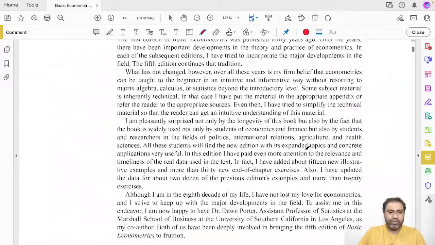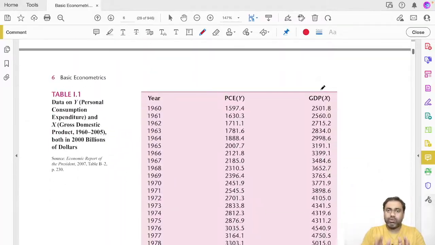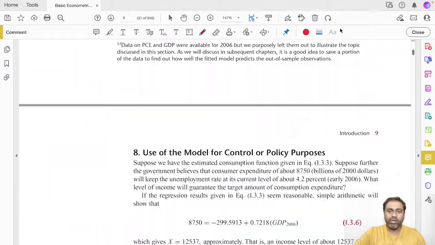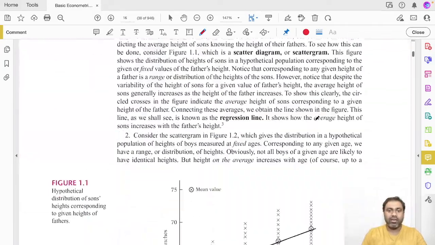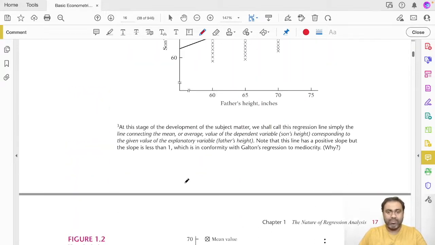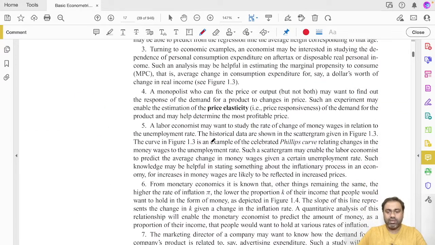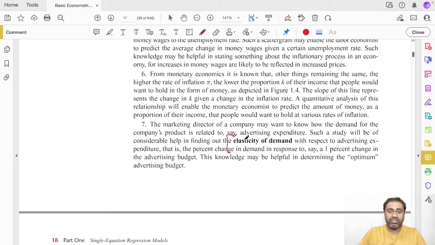Now, if you get into chapters, what are the important things we need to go through? Why I prefer this book for entrance exam preparation is that many of the important points are already highlighted or given in bold, like the regression line. Okay, it shows the average height of sons increases with the father's height. It's well explained. And like price elasticity, in the regression line, how to understand it when it is price elasticity, elasticity of demand.